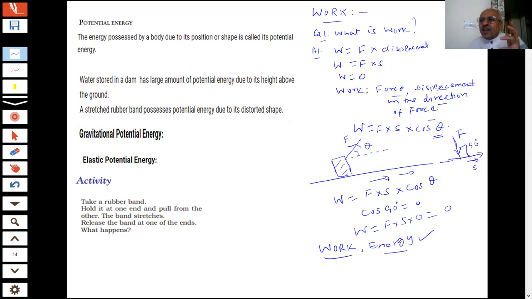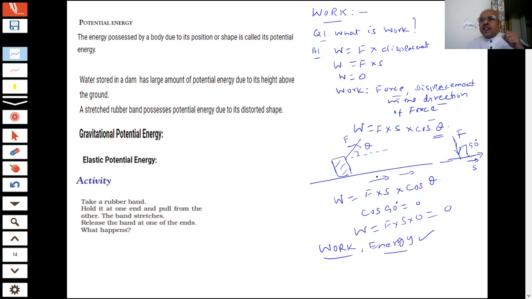They are like brother and sister, students. If you have to do work, energy has to be given. When energy is given, work is done. If I have no energy, how will I do the work? Or in other words, if work has been done, then some energy would have been stored in that body. If work is done, then energy is there, students.